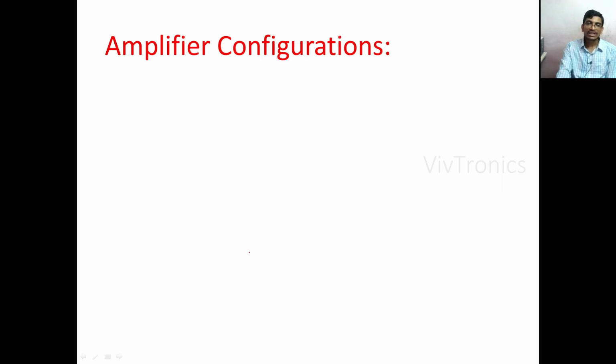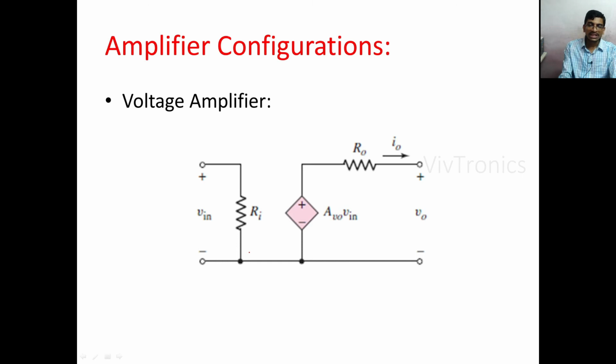These amplifier configurations are divided on the basis of input signal and output signal. There are 4 amplifier configurations. Those are voltage amplifier, current amplifier, transresistance amplifier, and transconductance amplifier. The only difference in all these configurations is the output side circuit. If the output signal is voltage, then that can be represented with a Thevenin's equivalent circuit. If the output signal is current, that can be represented with the Norton's equivalent circuit. That's the only difference between all the configurations.